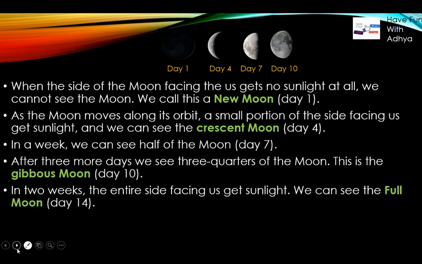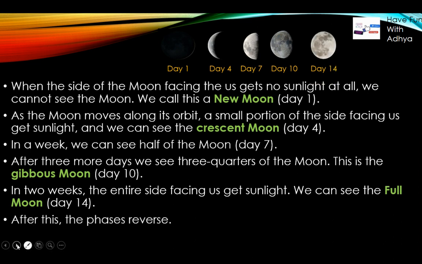In 2 weeks, the entire side facing us gets sunlight. We can see the full moon, day 14. After this, the phases reverse.